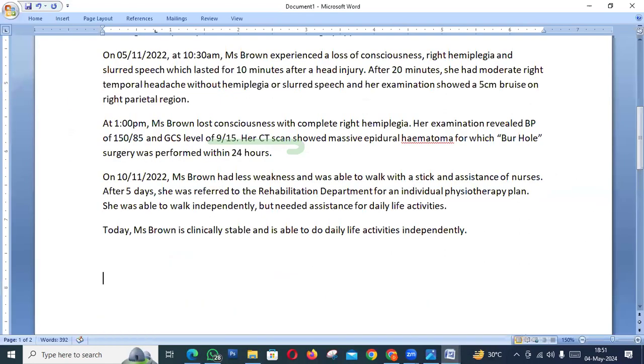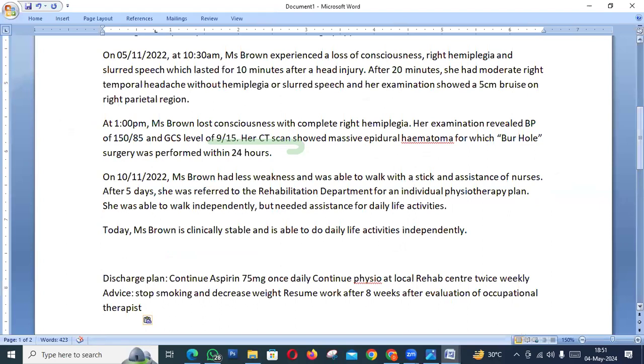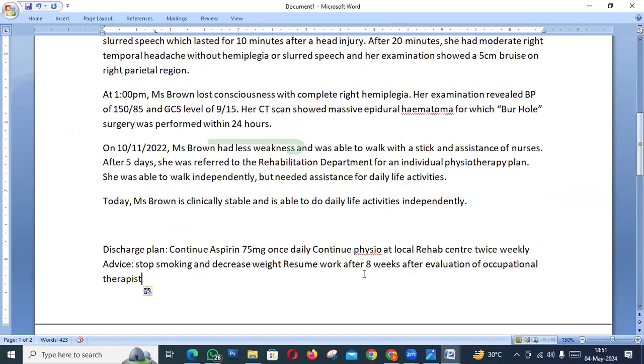First of all, see this discharge plan: everything is important, or something is important, something not important. Aspirin is important. Continue physiotherapy at local rehab center twice weekly is important. Stop smoking and decrease weight is important. Resume work after this is important. Okay. But the issue is how you will convert it into sentences. This is important.